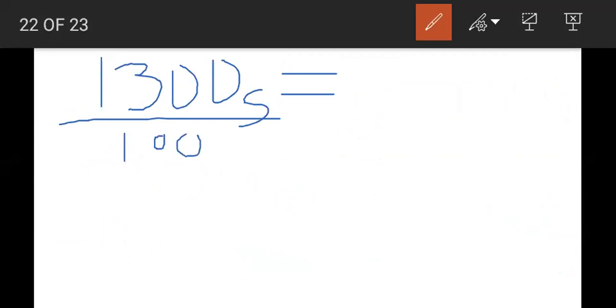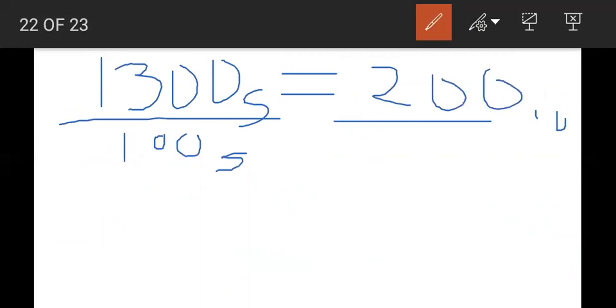1,003 in base 5 is equal to what? This is over 100 in base 5. So why did you convert this? We got 200 in base 10. Then why did you convert 100 in base 5 to base 10? It gives us 25 in base 10.